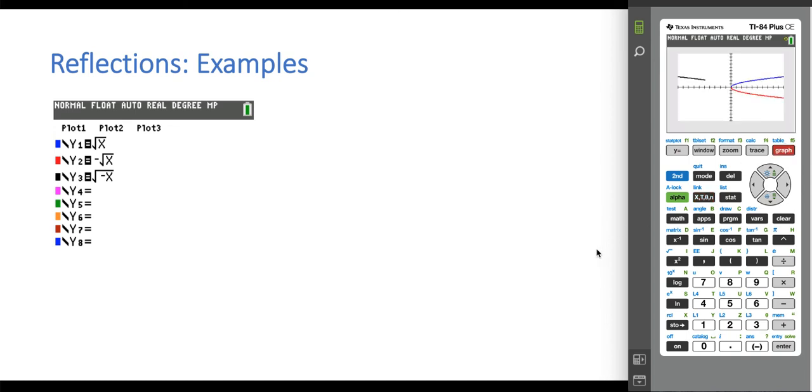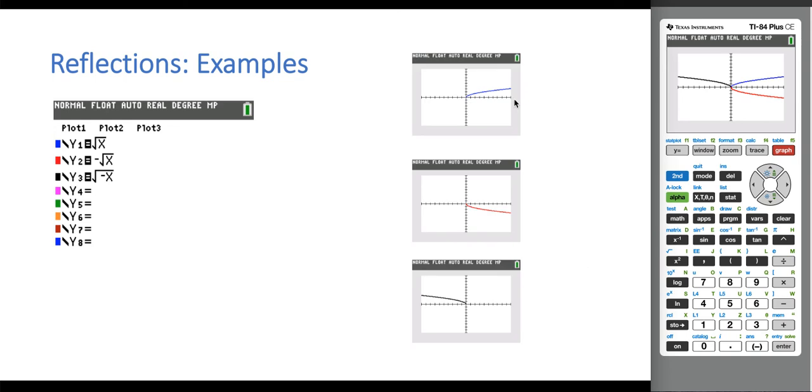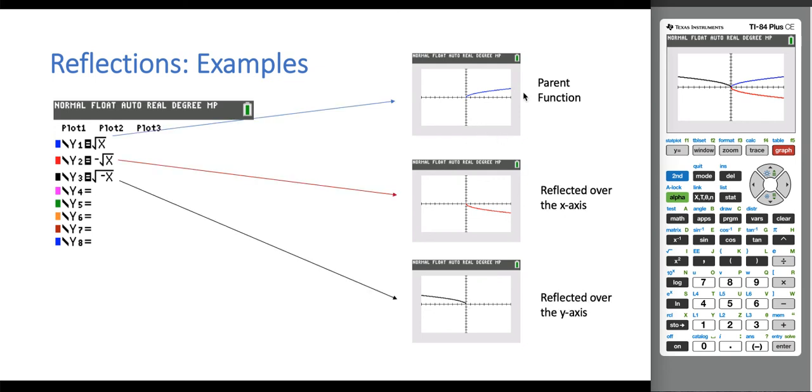And then look at your graphs. That's what they look like all at once. I separated them for this screencast. So this is the parent function. Here's the graph of negative square root of x, and here's the graph when the negative sign is on the inside. Notice when the negative sign is on the outside, it's reflected over the x-axis. And when the negative sign is on the inside, it's reflected over the y-axis. This is going to be a vertical reflection, and this one is a horizontal reflection.